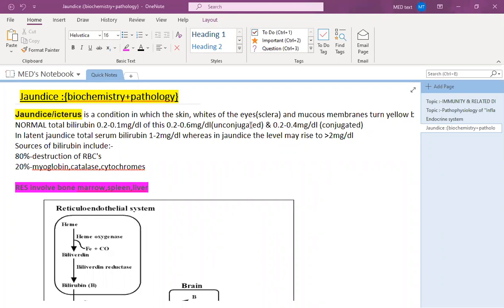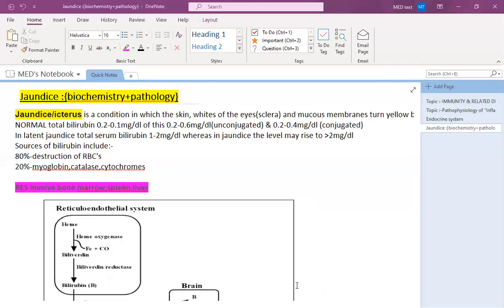So let's start from the jaundice topic today. I'll cover in this video the biochemistry and pathology related to jaundice. First of all, jaundice is also called icterus. It is a condition in which the skin, whites of the eye, that is the sclera, and the mucous membrane turn yellow.